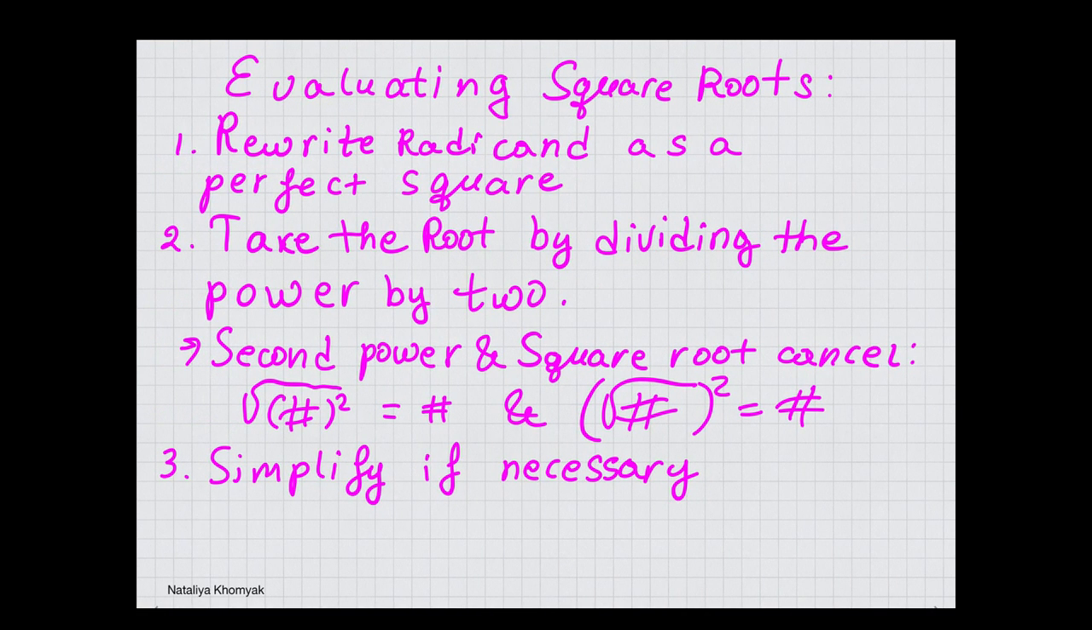To evaluate the square root, first you want to rewrite the radicand as a perfect square. Then you want to take the root by dividing the power by 2. Second power and square root will cancel, and you will simplify if necessary.